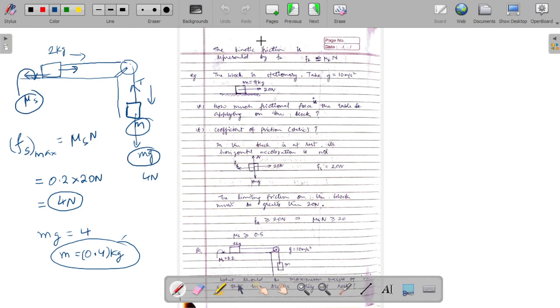Again, in the question we did, we calculated the value of friction which can act on the block kept on the surface. We said this value is available to us, it can be applied by the string, and it can be used to balance the weight of the block, mg. So calculating mu s n helps us in thinking about these questions.